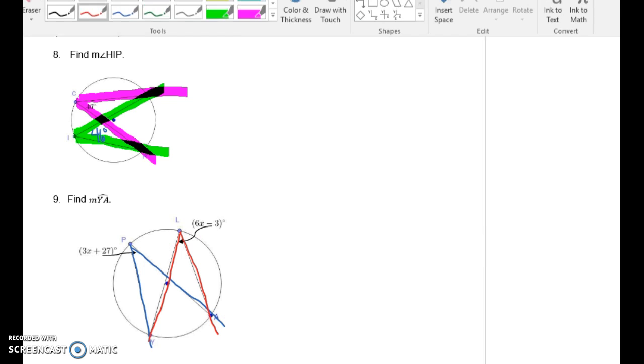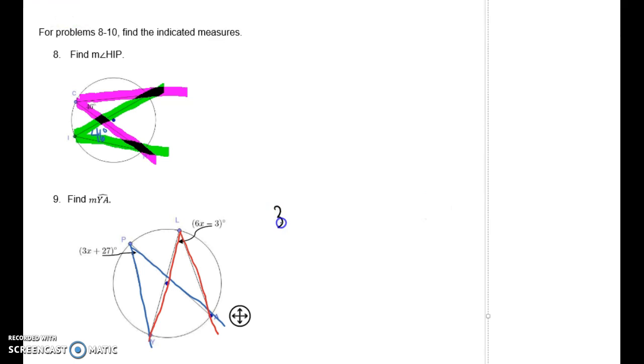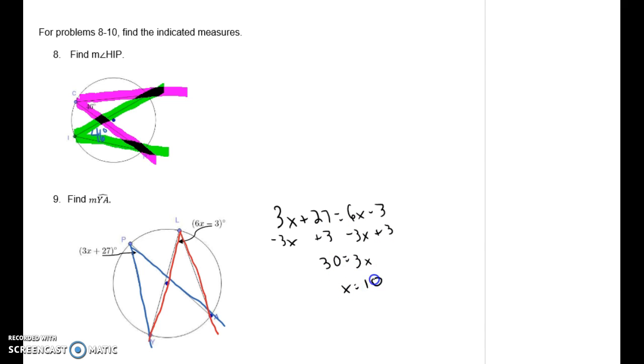So I can set up an equation to solve for x. 3x plus 27 equals 6x minus 3. And then I can solve for x. I'm going to bring the 3x over and add the 3 over to the other side. So 30 equals 3x. X is 10.